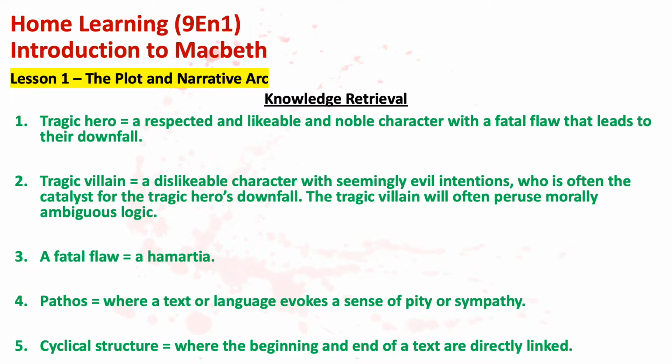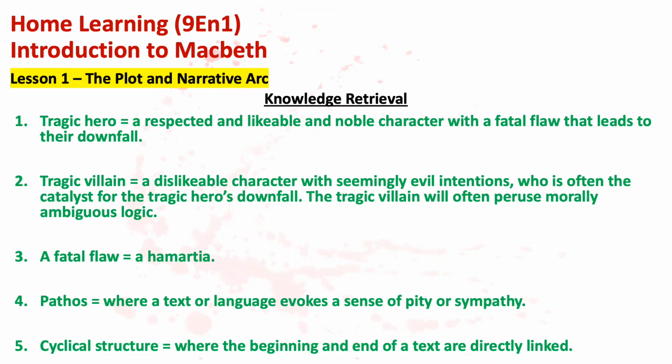Of course, we know that the Greek word for a fatal flaw in tragedy is hamartia. Pathos, of course, we've revisited lots, even in our last teaching block, Educating Rita, is where a text or language evokes a sense of pity or sympathy. And a cyclical structure is where the beginning and end of a text or a piece of literature are directly linked. Make sure that for any you got incorrect, you pause the video and write the correct answers down in your green pen and give yourself a score out of 5.